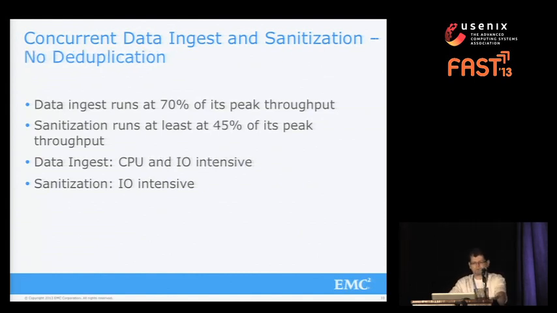If you have concurrent data ingest and no deduplication, then your ingest is also IO intensive because there's no deduplication going on. But it is also CPU intensive because we're doing compression and fingerprinting and everything. Sanitization is only IO intensive. In that sense, data ingest can still go at 70% of its peak throughput, and sanitization now goes at 45% because ingest is now consuming more I/O bandwidth.